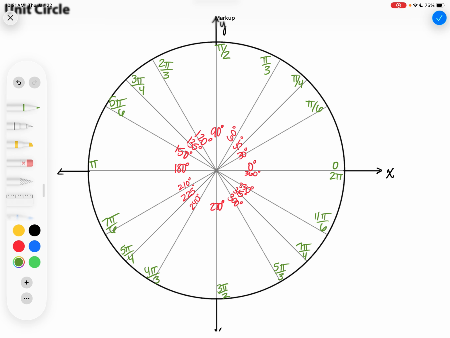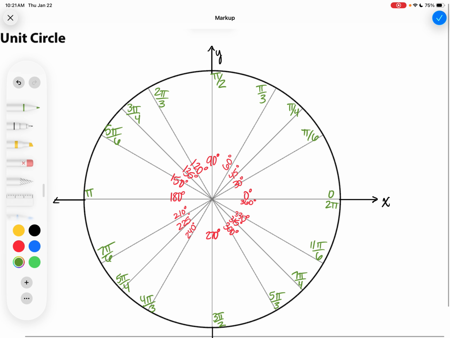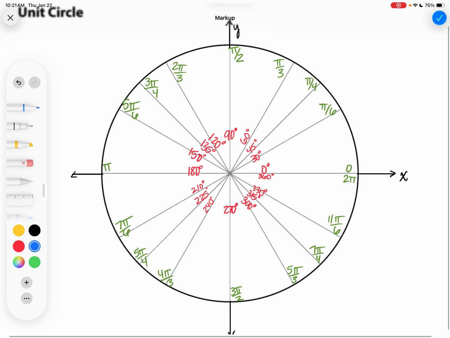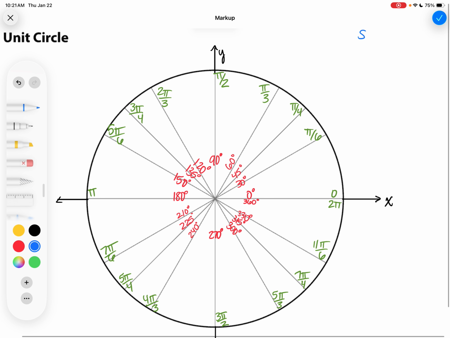Something you may want to note somewhere is that sine are y values and cosine are x values. That's not part of what you're quizzed on, but it's going to be helpful to you as we go about solving trig equations.